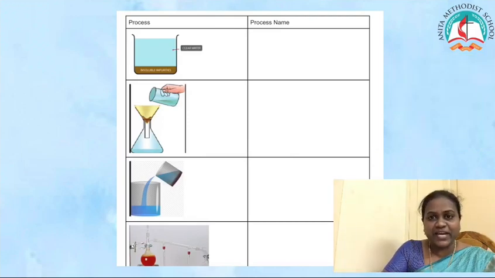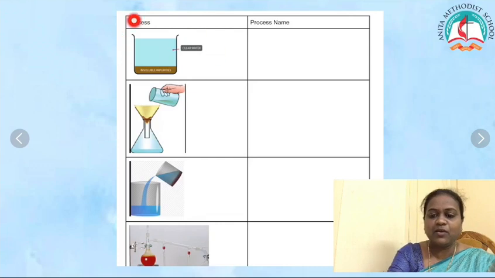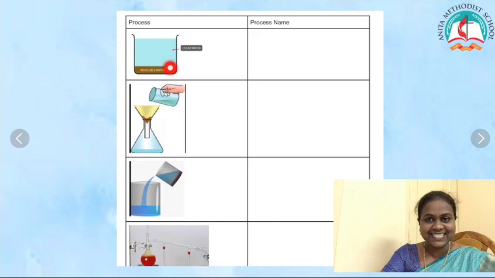Children, now it's question and answer time. I will show you the process. You have to tell me the process name. Okay? Whom shall I select? Yes. Pravati, can you tell me what is the name of this process? Yes, miss.